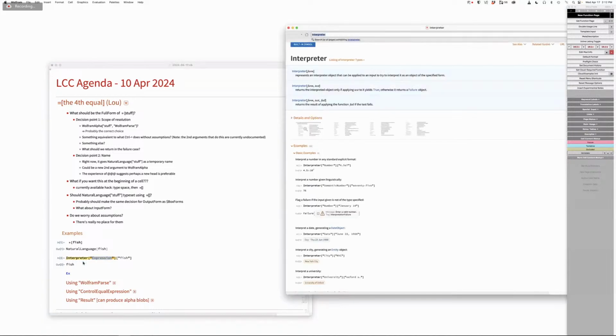If you look at the agenda, there are three possible choices for Wolfram Alpha. There's Wolfram parse, and there's semantic expression. I don't know what specifically semantic expression does. Lou, do you happen to know? No, the interpreter framework is entirely separate from anything I've worked on.